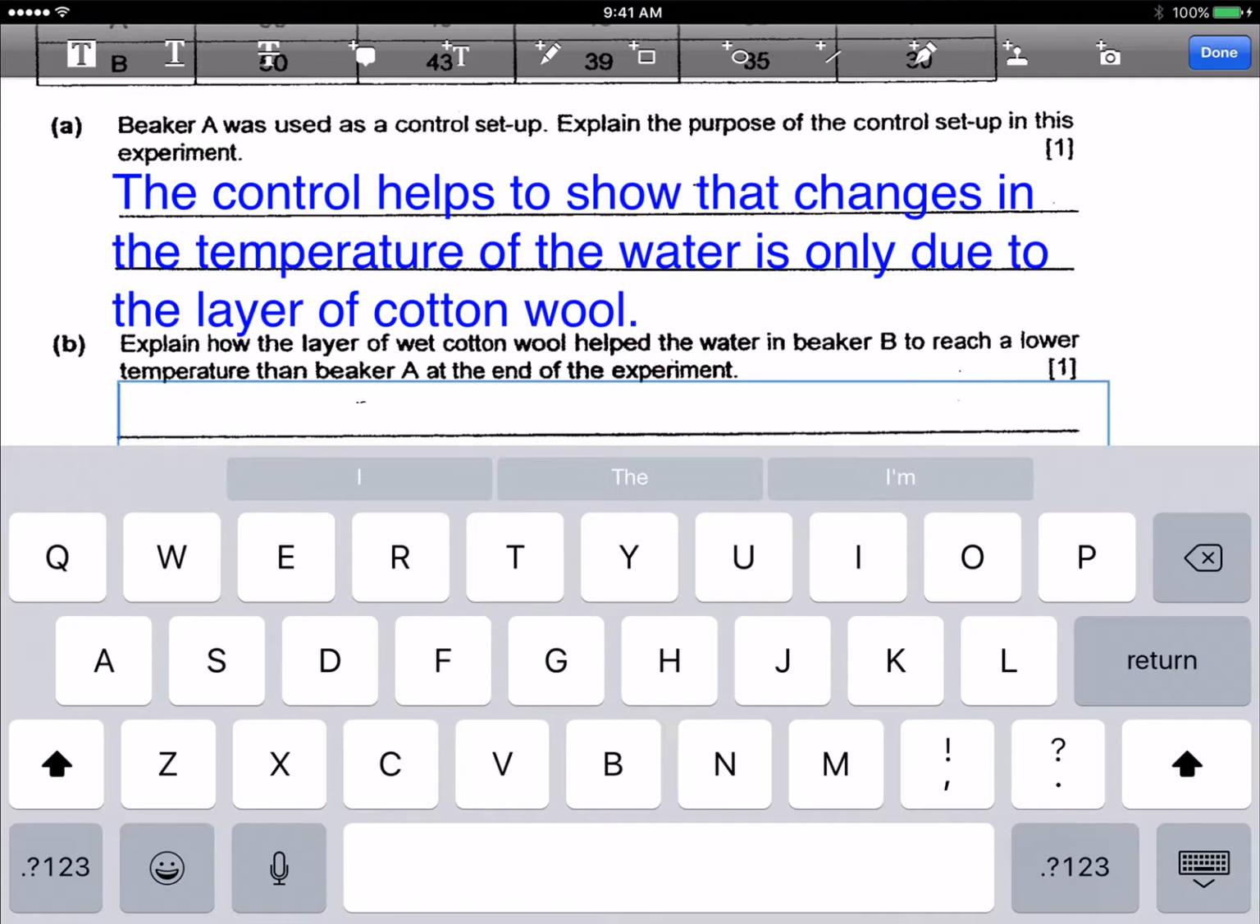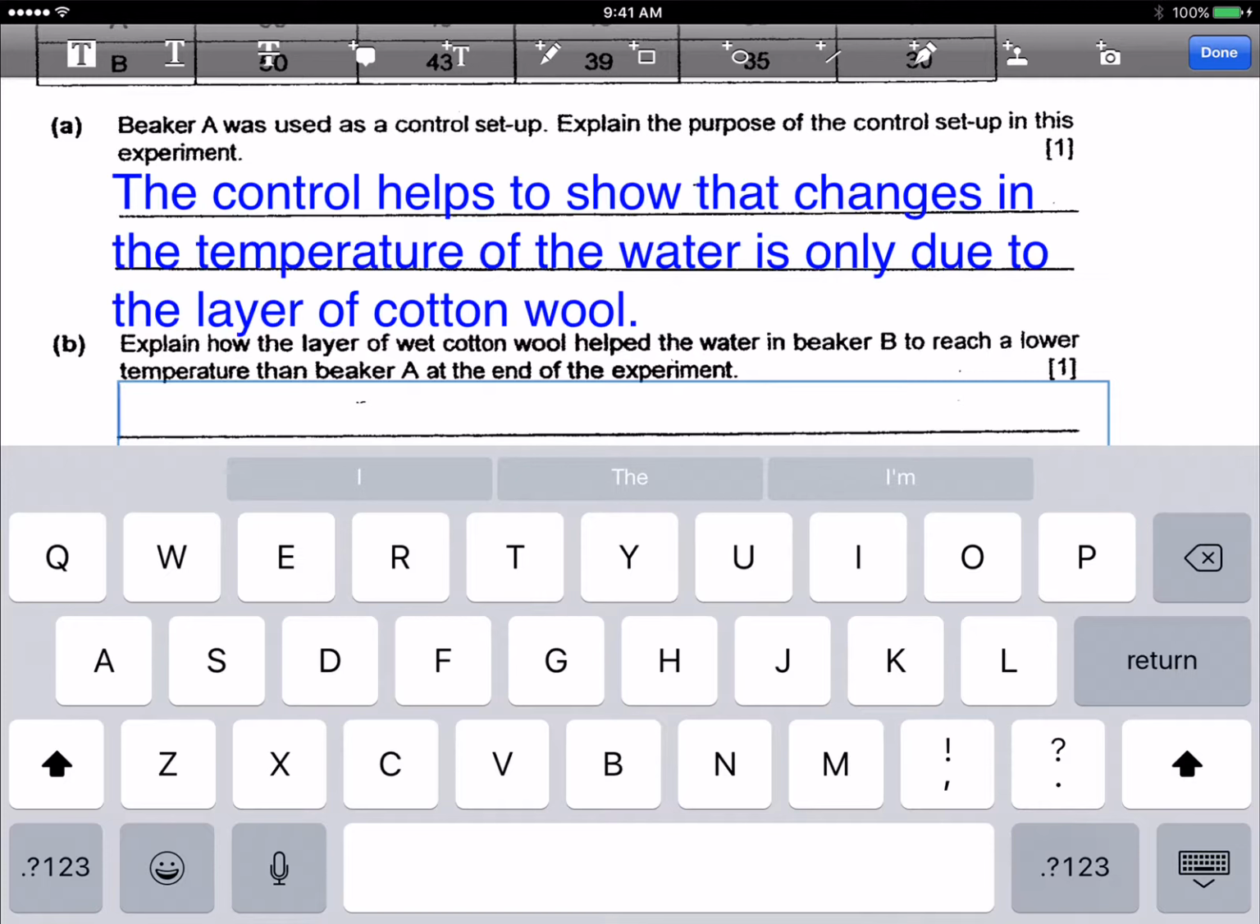Because the heat is trapped in the water? No. How does evaporation make it lose heat? The heat is transferred from the beaker to the wet cotton wool. Yes. The heat in the water is being transferred to the wet cotton wool, and when it evaporates, it removes the heat from the water.